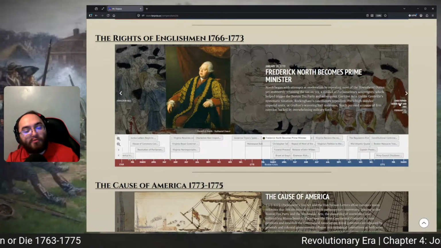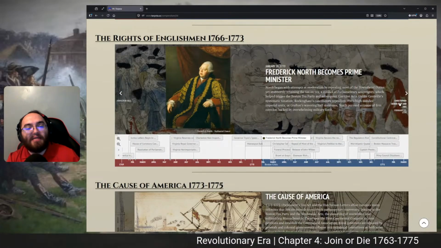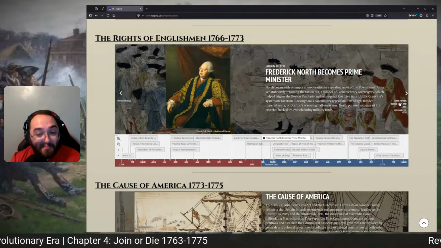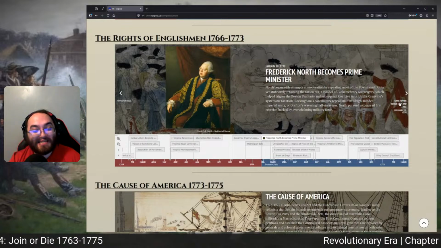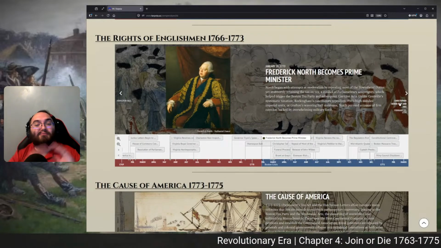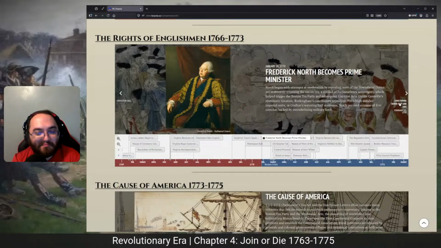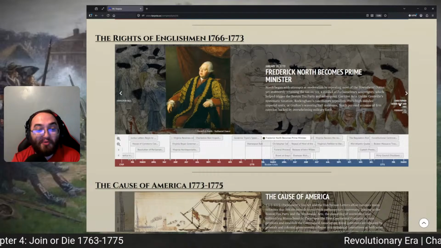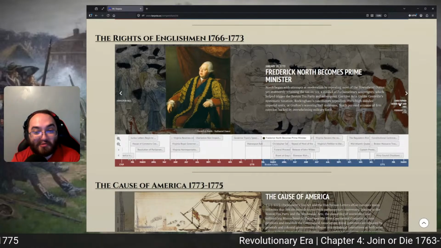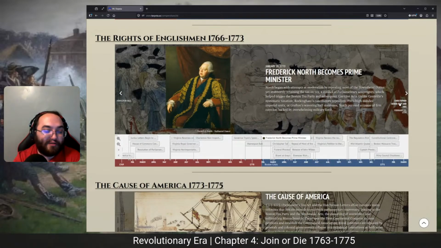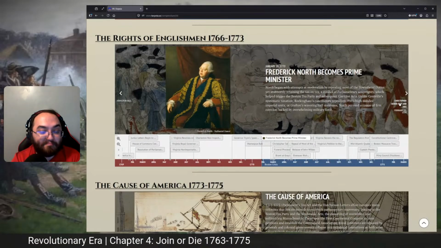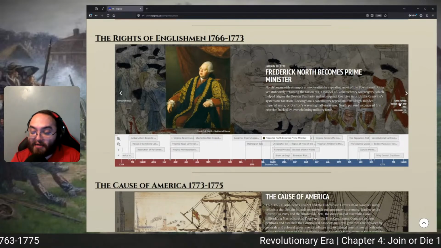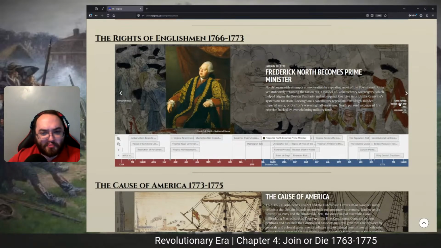And so Grafton is no longer prime minister at the start of 1770, and he is replaced by Lord North. Lord North will stay prime minister for the next 13 years, one of the longest reigning prime ministers in English history. 13 years as prime minister, which is insane. So for the rest of this chapter, the prime minister is Lord North, and for the entirety of the War for Independence, he's going to be the prime minister of England, which is pretty much the entirety of the next chapter, until the surrender at Yorktown.